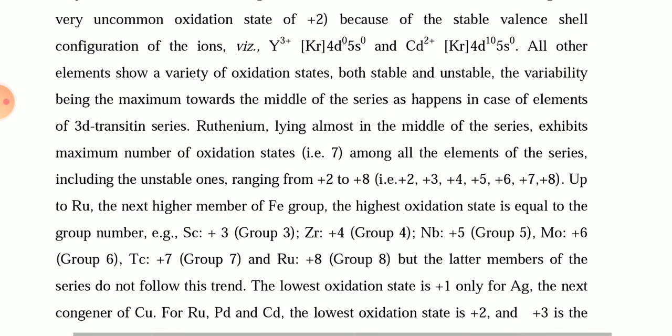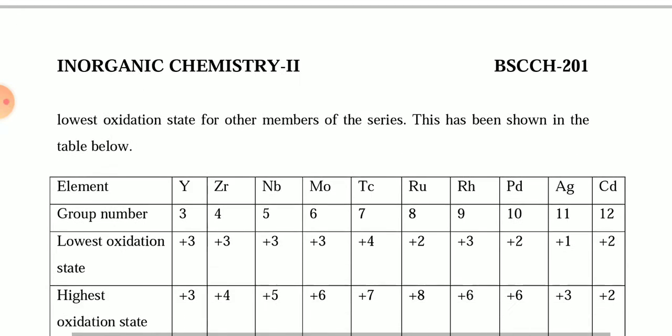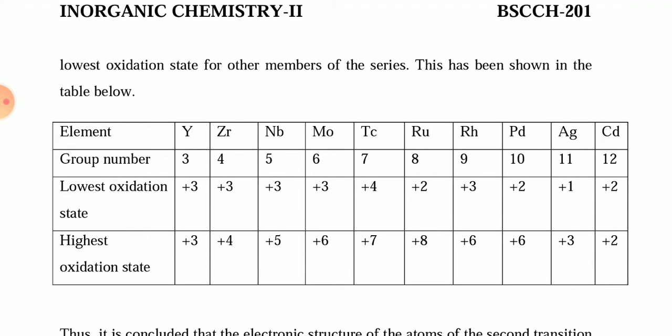You can see some more examples of variable oxidation state. In this table you can see the yttrium to cadmium elements with their lowest and highest oxidation states. The highest oxidation state is +8 for ruthenium, and the lowest oxidation state is +1, which is for silver.